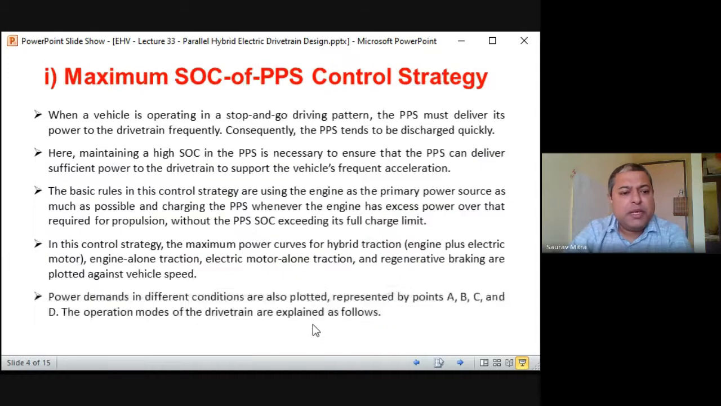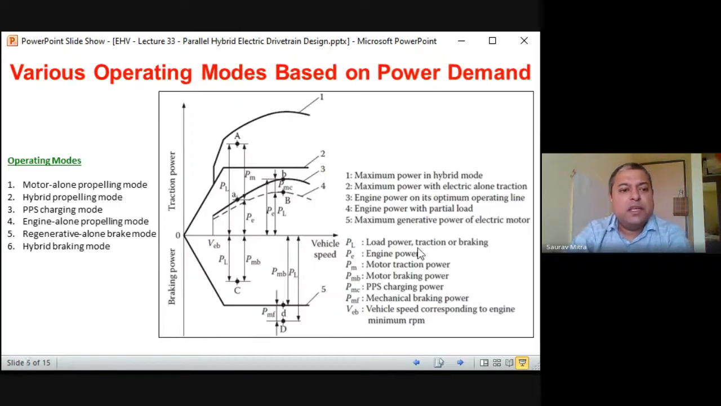So they are given as point A, B, C, D, E, F. So there are 4 points only, A, B, C, D. Operation modes of the drivetrain are explained as follows. So you can see here on the left side. This diagram I will be repeating in every slide, and you have to explain that. It looks quite critical, but it is not difficult. Try to replicate this diagram as much as possible. A few points if you leave, that also is okay. But if you understand this diagram, while explaining, all these things automatically will come.